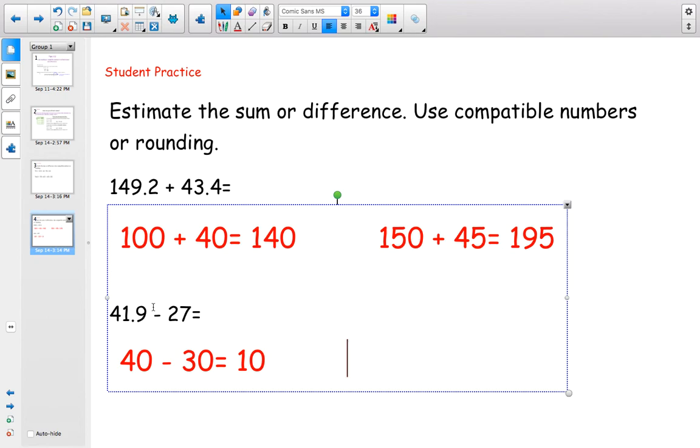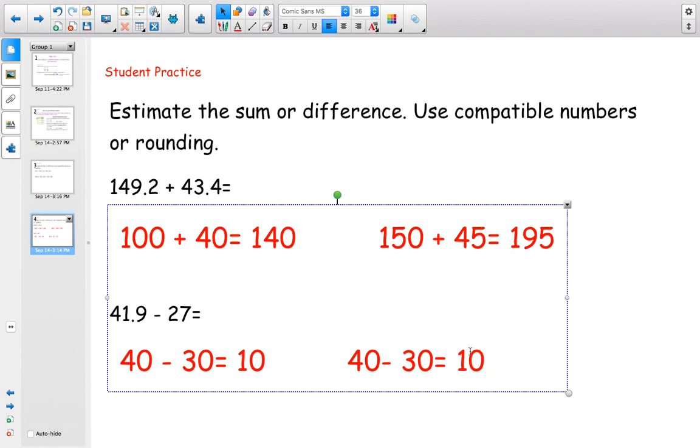All right, using compatible numbers. Looking at this, 41 and 9/10. Using compatible numbers, I personally would use 40. And then I would subtract 27. Again, very similar to our rounding one. I'm going to go with 30 as my compatible number. And I'm going to get the same answer, 10.